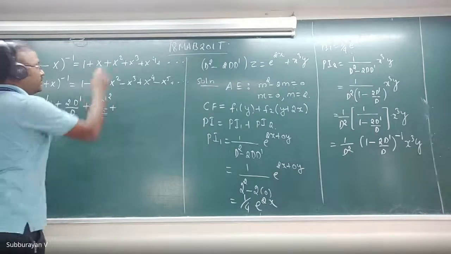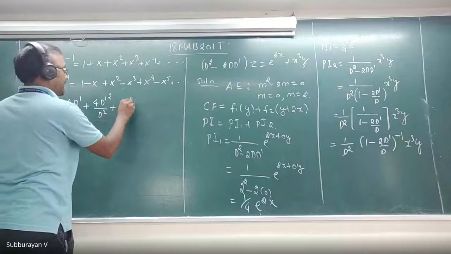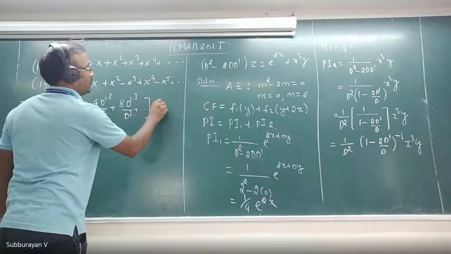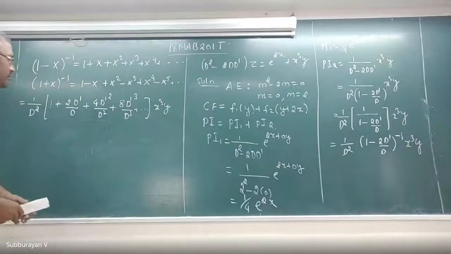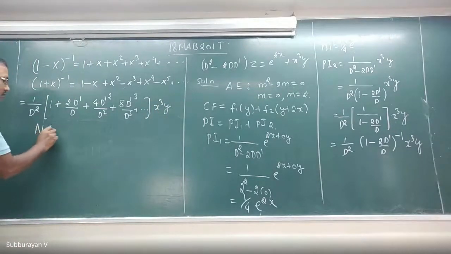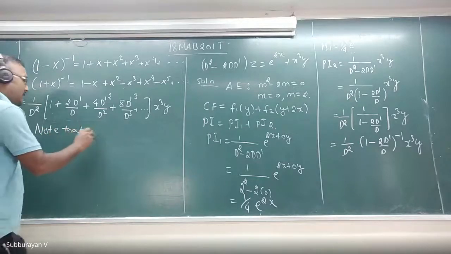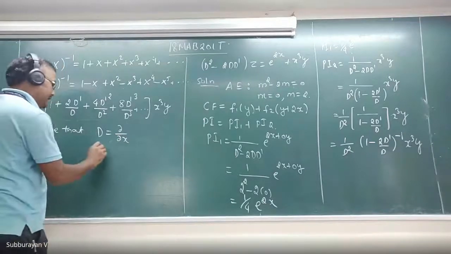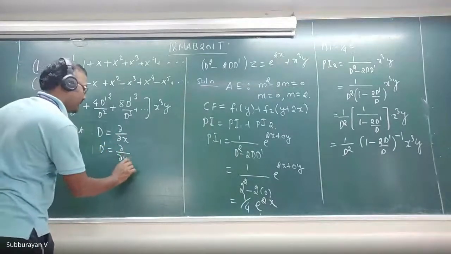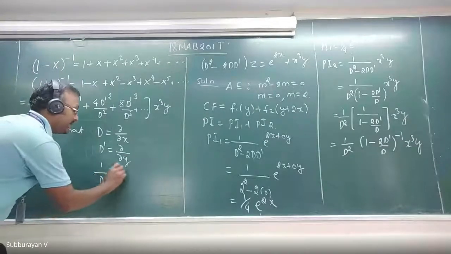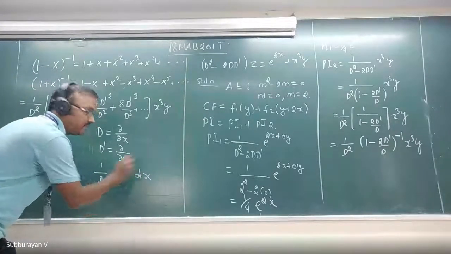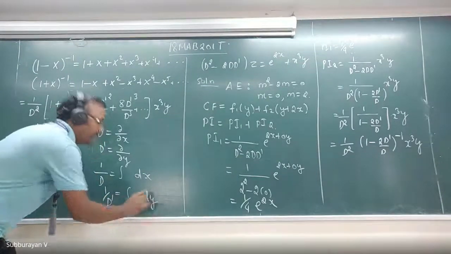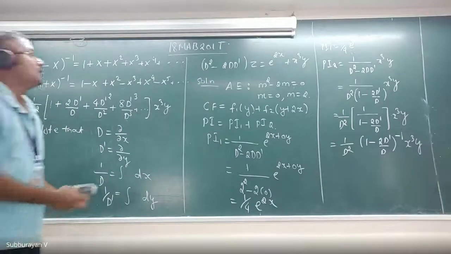The next term is the cubic term, that is 8 D'^3 divided by D^3 into x cube into y. Please note that D means ∂/∂x, the partial derivative with respect to x, and D' means ∂/∂y. Similarly, 1/D means integration with respect to x, and 1/D' means integration with respect to y.